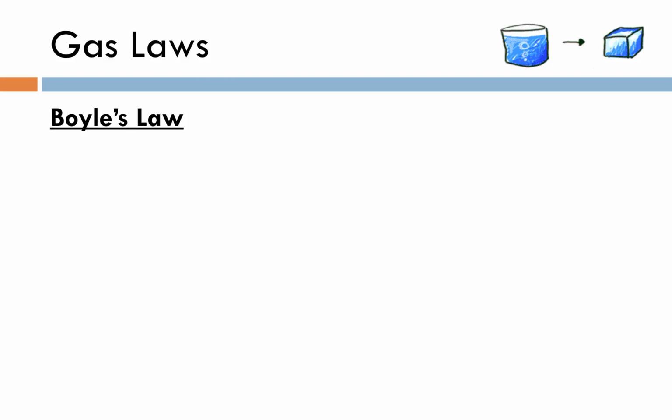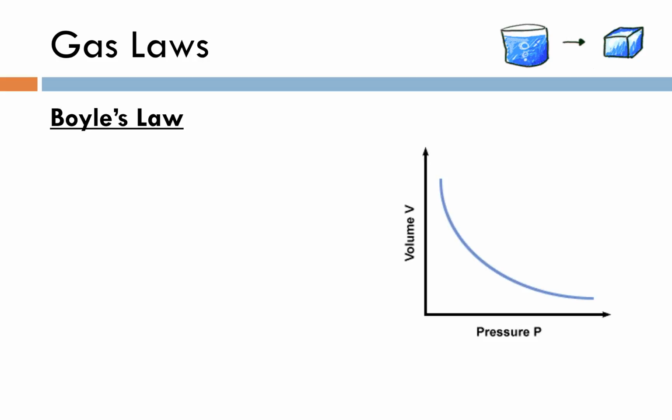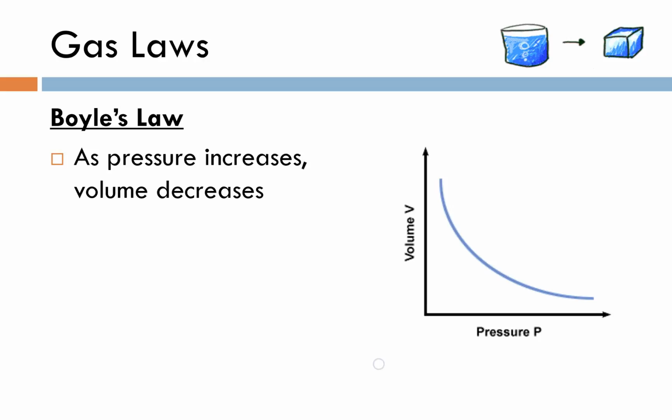So first we have Boyle's Law. Boyle's Law is looking at the relationship between volume and pressure. If you look at this graph, hopefully you notice that this is an inverse relationship. As pressure increases, volume decreases. And that should make sense. If you think about holding a balloon and then you start pressing on it, you can push those gas particles closer together, decreasing the volume, and you've increased the pressure. So as pressure increases, volume is going to decrease.